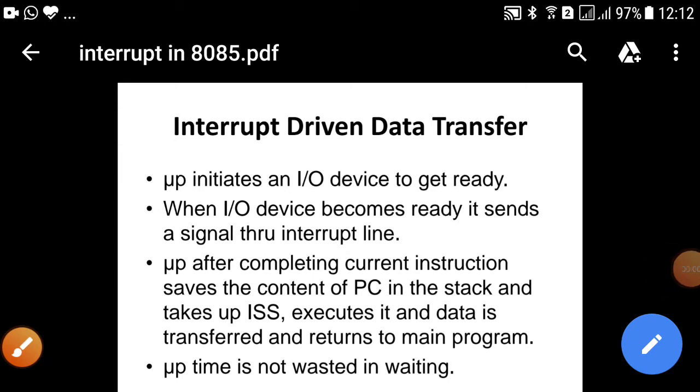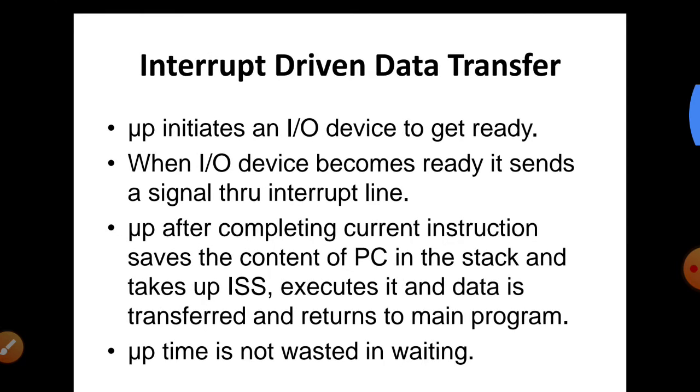Now in this video we will be discussing the interrupts which are used in 8085. An interrupt is a process of data transfer where the external devices or the peripheral devices inform the processor that they are in need of communication and request its attention, the attention of the processor.